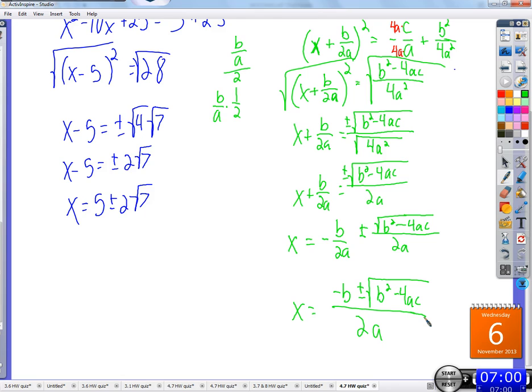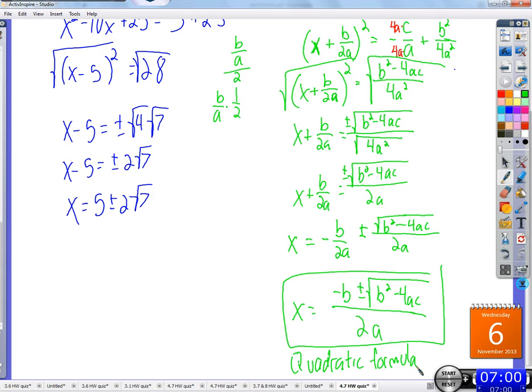Normally, historically, students are given this formula without any backstory whatsoever. Okay, this is a formula. It's called the quadratic formula. And not surprisingly, it's a formula for solving quadratic equations. Solve quadratic equations with the quadratic formula.